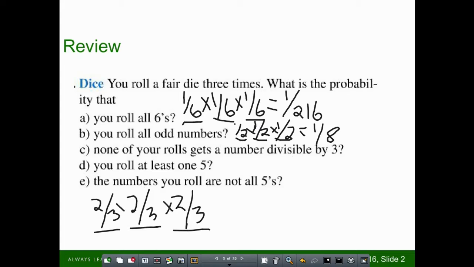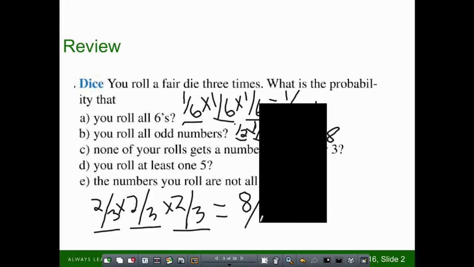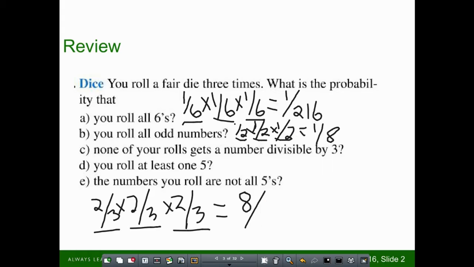And again, we'll multiply the probability of each of those together. So that's going to be 8 on top, and 3 times 3 times 3 is going to give us 27 on the bottom. Sorry, I messed up a little bit there. And that will be our final answer for that one. Of course, you can always check to see if you can reduce. But let's move right along, get these knocked out.